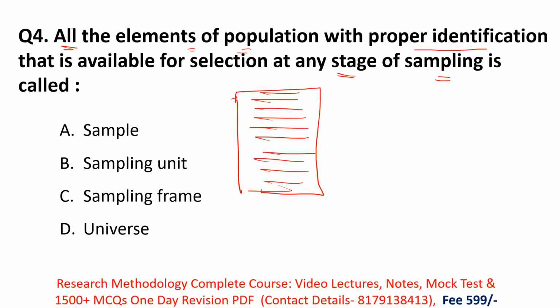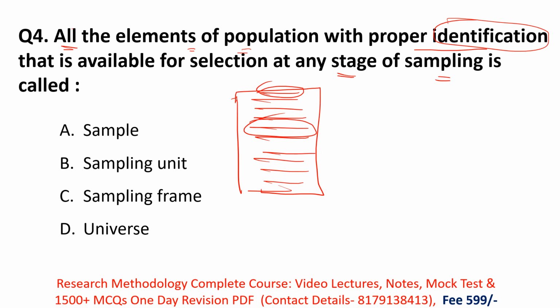So what is the meaning of this sentence? Suppose you have your population. I am making a list here, and I have my population's elements, meaning all the members of my population, with their proper identification. And then from this list I am selecting my samples.